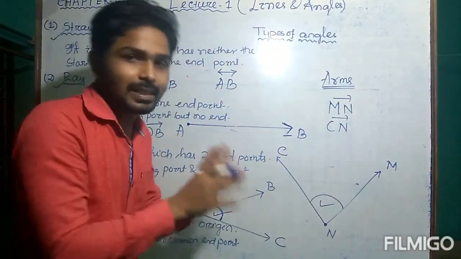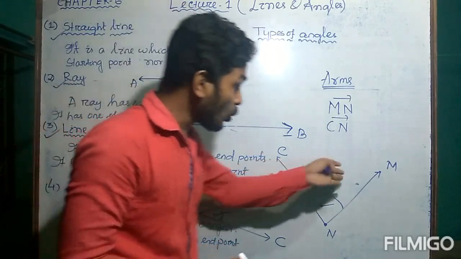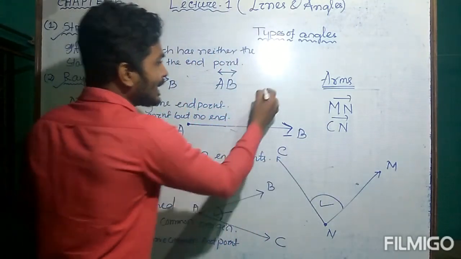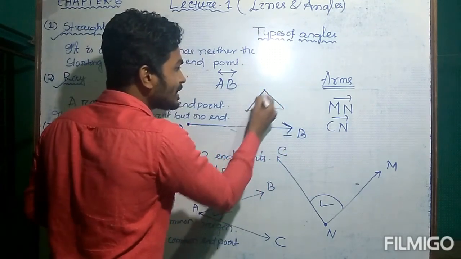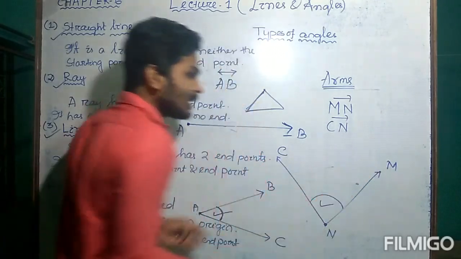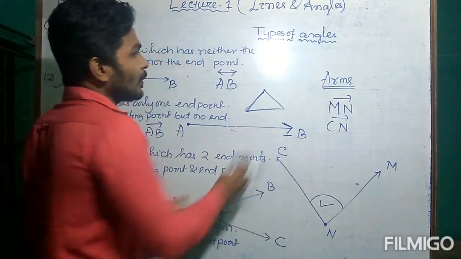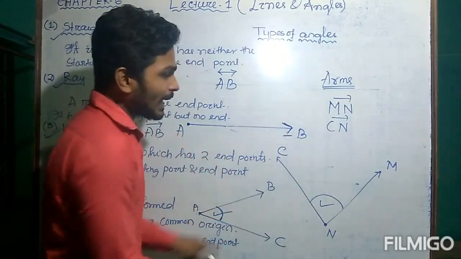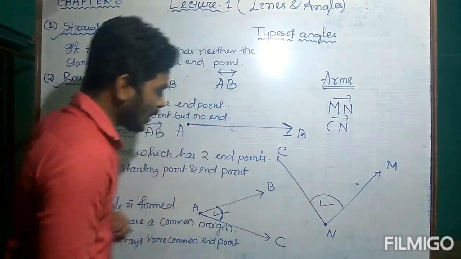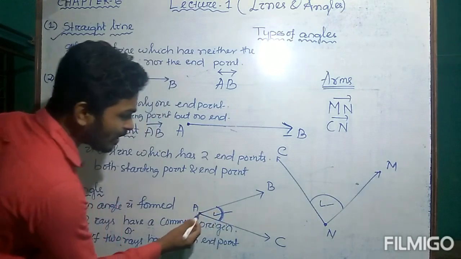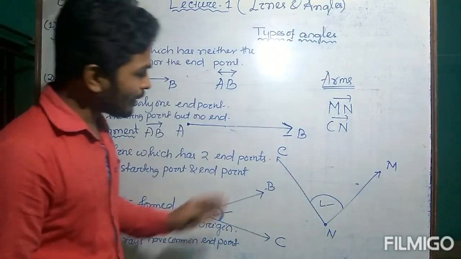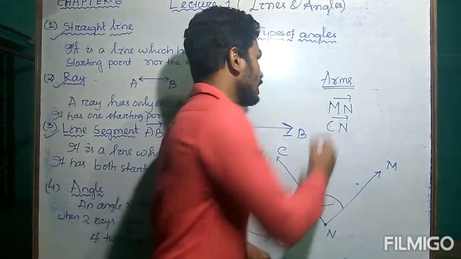Okay, if they are closed, then they are known as sides, but if they are open, then they are known as arms. In case of triangle, we call this side, not arms, but if the angle is open, then it is known as arms. Right? So an angle has how many arms? An angle has two arms. For this angle, how many arms? It has two arms, AB and AC. So every angle has two arms.